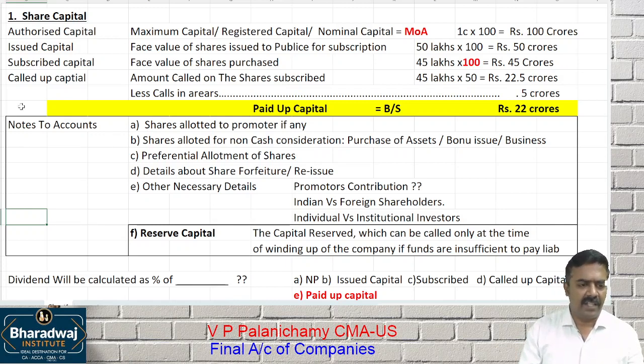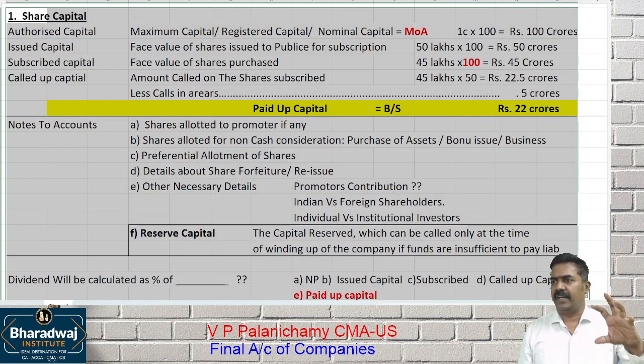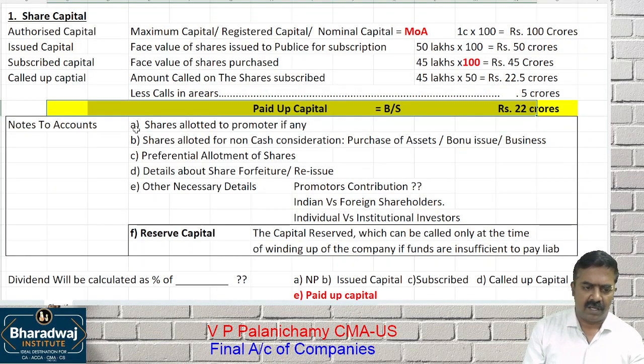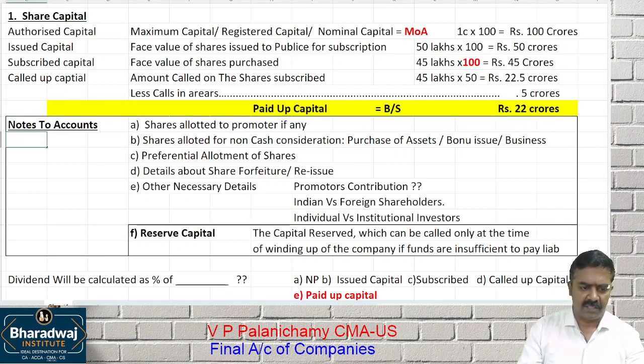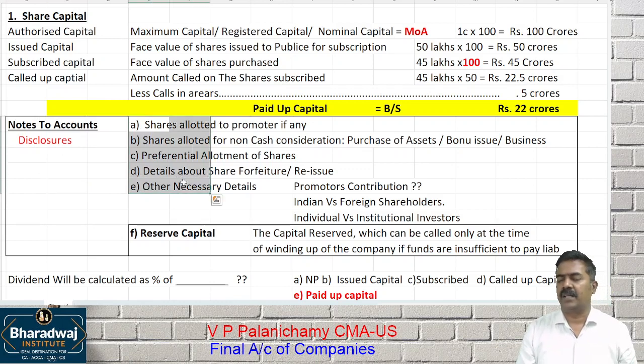Sometimes in the exam, they give this alone, or they may give this alone for 5 marks. They will give you detail, prepare Schedule 1 Share Capital. Only paid up capital will be taken for the balance sheet, and all the other things will be given as what? Notes to accounts. Notes to accounts are otherwise called disclosures. Remember, I have given only 5 disclosures, but on the practical side, there can be 20, 30 disclosures also.